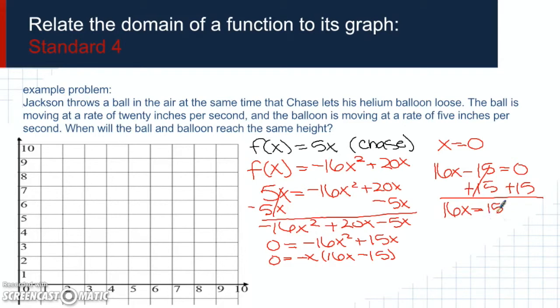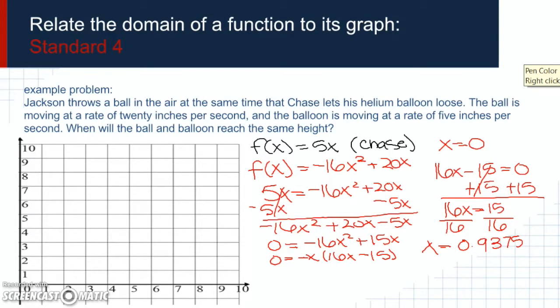Now, your next step is to divide both sides by 16 to get x by itself. Now, when you do this, you are left with x equals 0.9375. And so at 0.9375 seconds, the balloon and the ball will be at the same height.